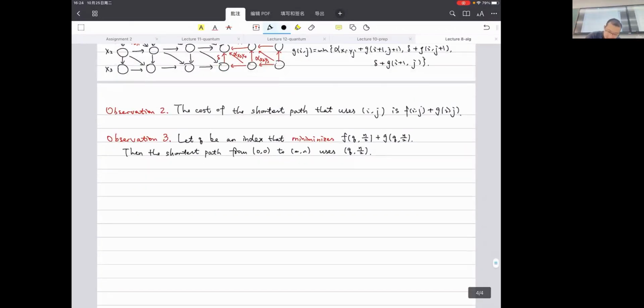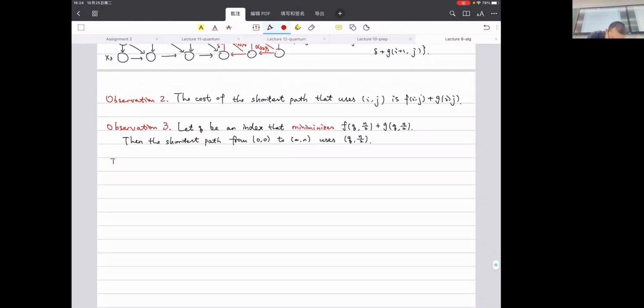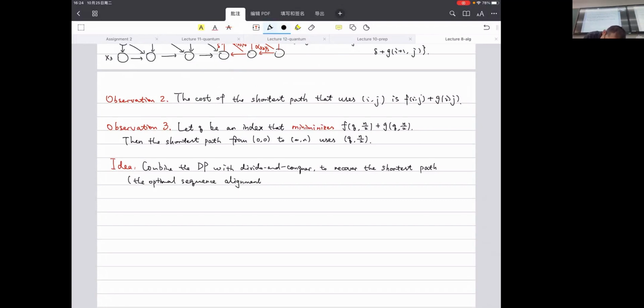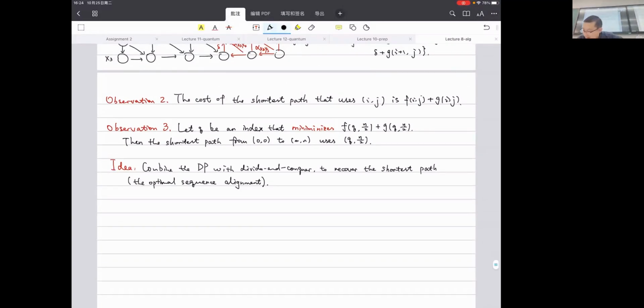So here, the main idea, as I just mentioned, is that we want to combine dynamic programming (DP) with divide and conquer to recover the shortest path. In our problem, the shortest path is just the optimal sequence alignment. So basically, this is our idea.